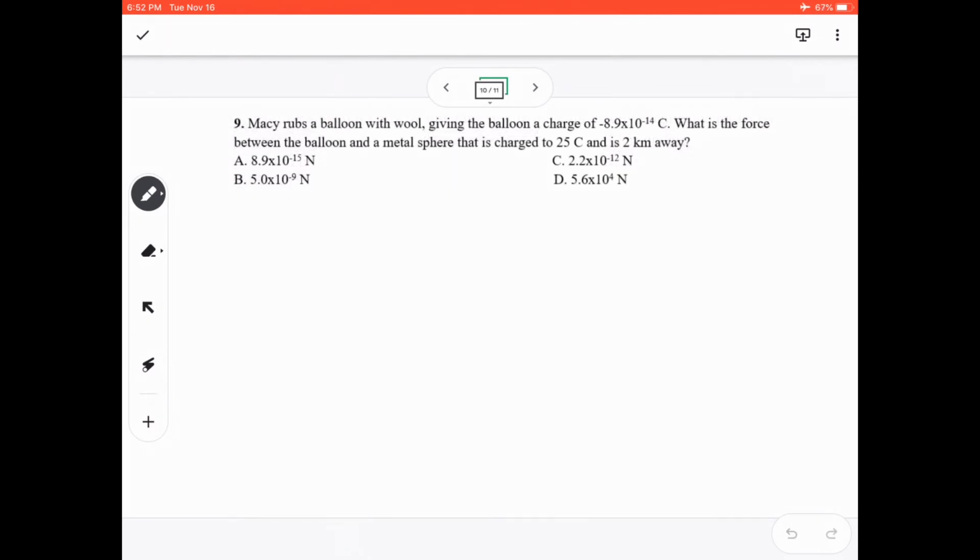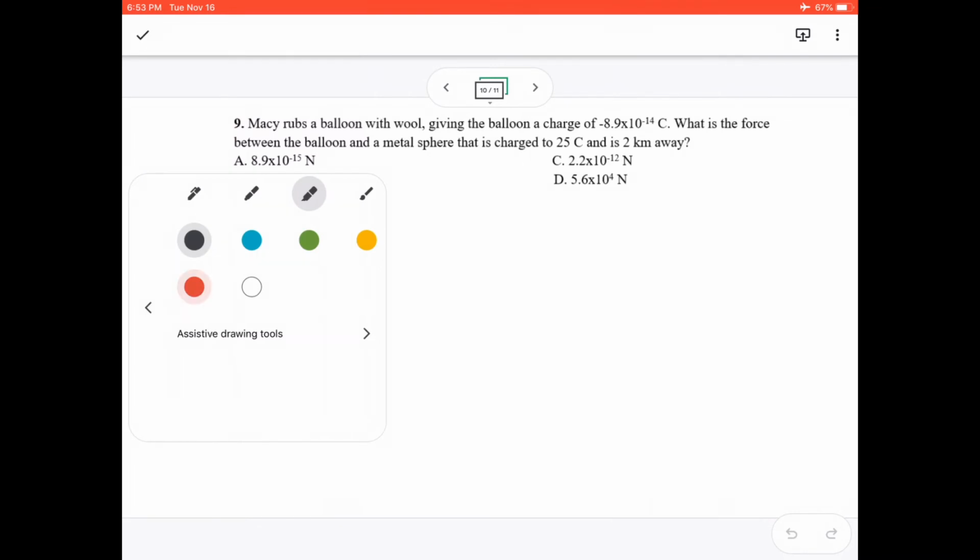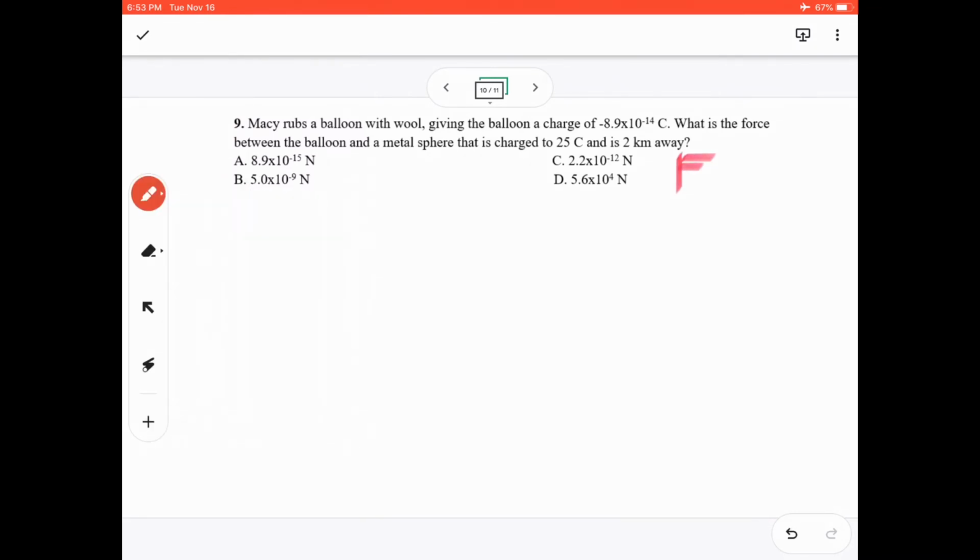All right. Question 9. Macy rubs a balloon with wool, giving the balloon a charge of negative 8.9 times 10 raised to negative 14 coulomb. What is the force between the balloon and the metal sphere that is charged to 25 coulombs and is 2 kilometers away? Alright, so this problem is basically an application of Coulomb's law, which is F is equal to KQ1 Q2 over R squared, which is now relatively easy for us.